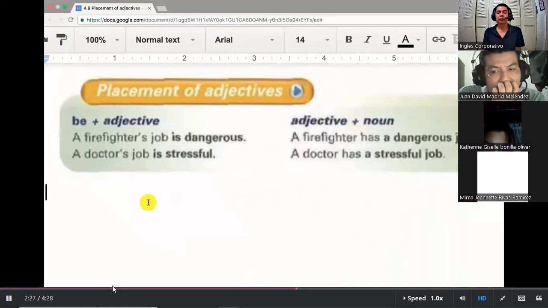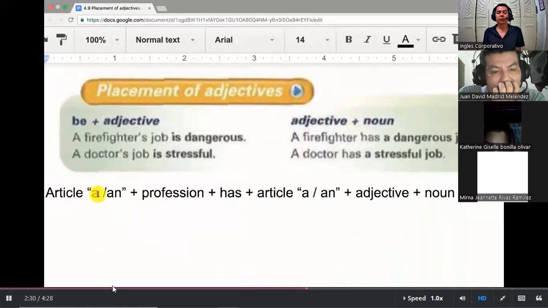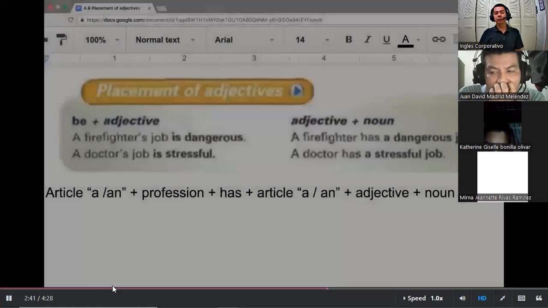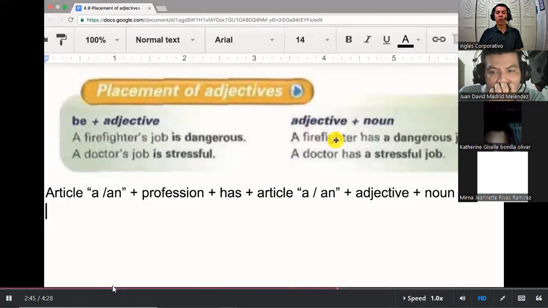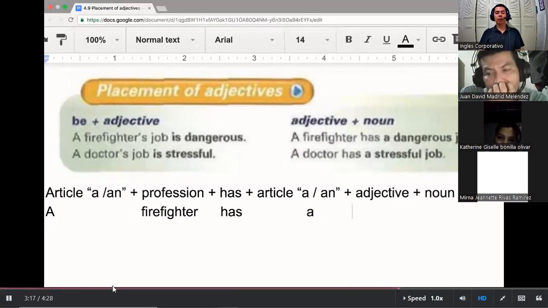Now we want to express these same examples using adjective plus noun. We can follow this formula to better understand this topic. Article, a or an, plus profession, plus has, plus article, a or an, plus adjective, plus noun. So let's make sense of the first example now. A firefighter has a dangerous job. At the beginning of our sentence, we will use an article, a. Then we will have the profession, firefighter. After that, we add the verb has. Next, the article a. Then we will add the adjective.